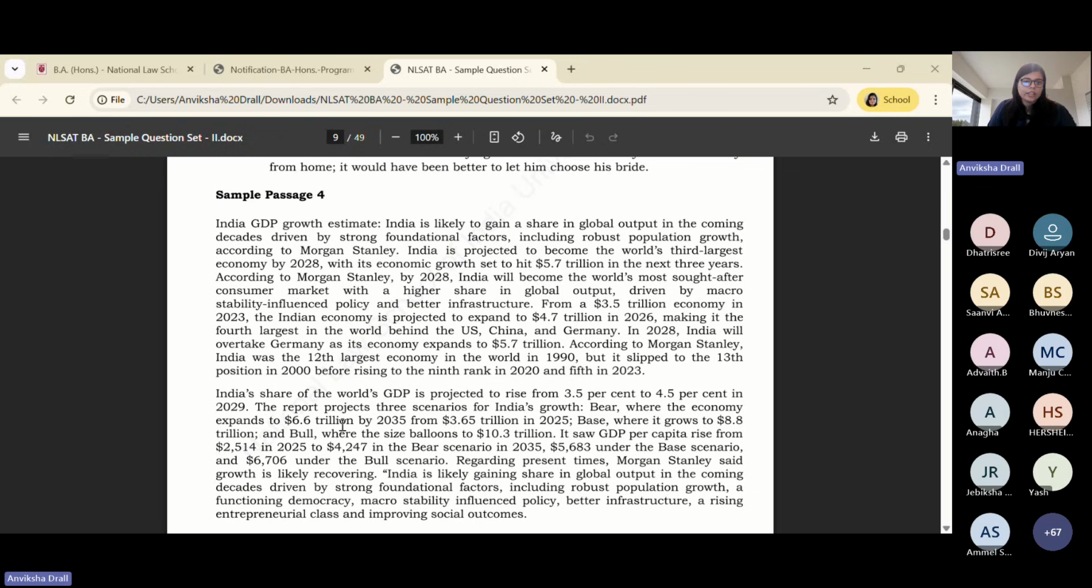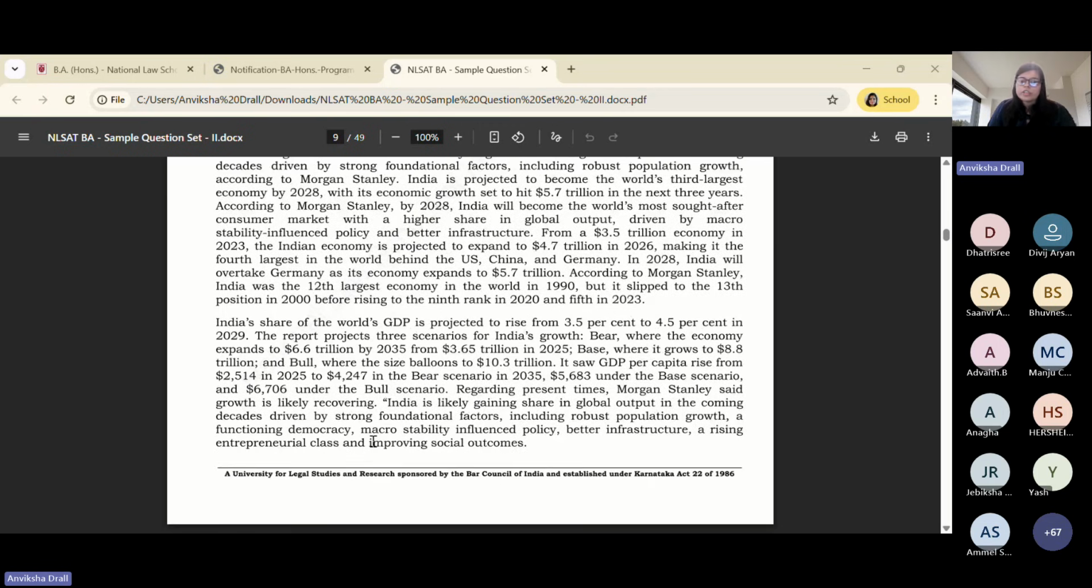According to Morgan Stanley, India was the 12th largest economy in the world in 1990, but it slipped to the 13th position in 2000 before rising to the ninth rank in 2020 and fifth in 2023. India's share of the world's GDP is projected to rise from 3.5% to 4.5% in 2029.